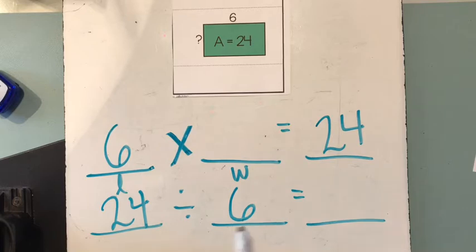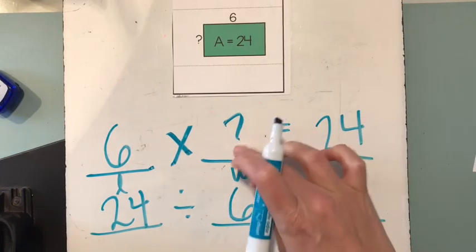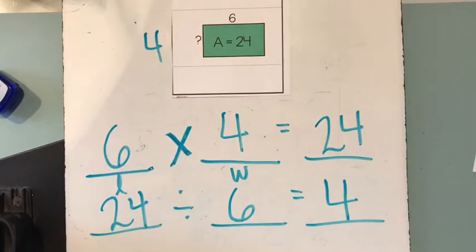So now I can divide to solve because I don't know what the width is. 24 divided by 6. Well, what's 24 divided by 6? That is 4. So your answer that you should have gotten is 4. That is the missing width.